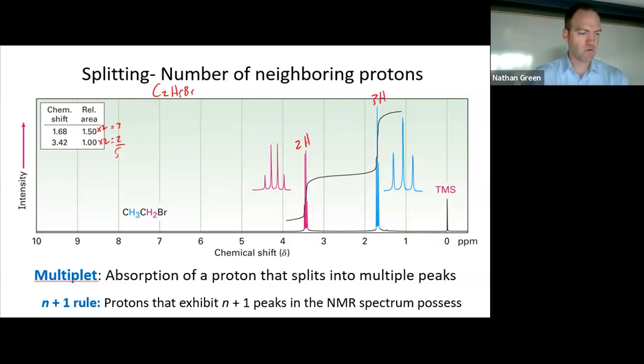Which signal, the blue or the red, is less electron rich? The red signal is less electron rich. What in my formula could be stealing electron density? The bromine is my electronegative atom. So I'm thinking the signal in red is probably closer to the bromine than the signal in blue, because the bromine is stealing electron density.